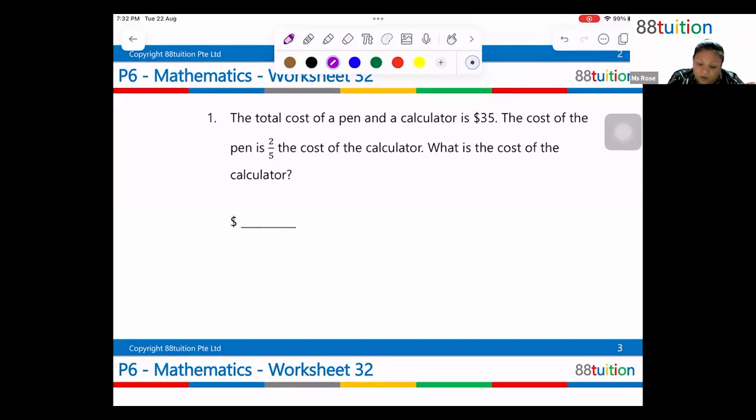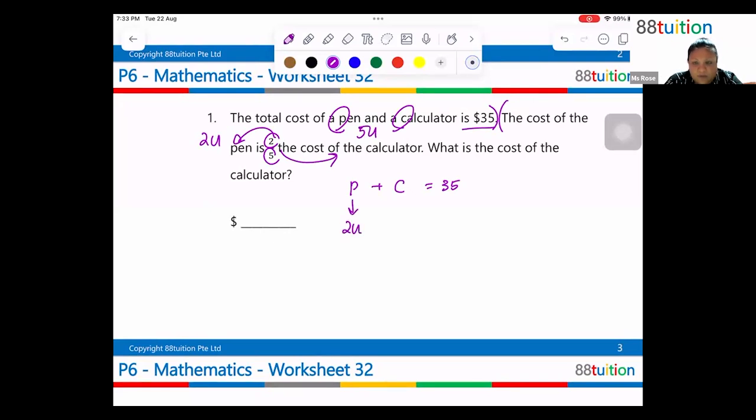All right. Okay, so the total cost of a pen and a calculator is this. So a pen plus a calculator, total cost is $35. The cost of the pen is 2 out of 5 of calculator. So if we put the pen as 2 units, calculator as 5 units, so we have 2 unit plus 5 unit to give me $35. So that means your 7 unit is $35.